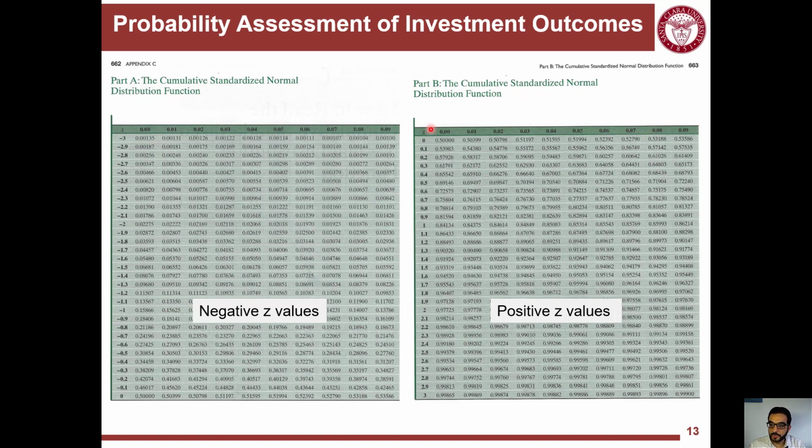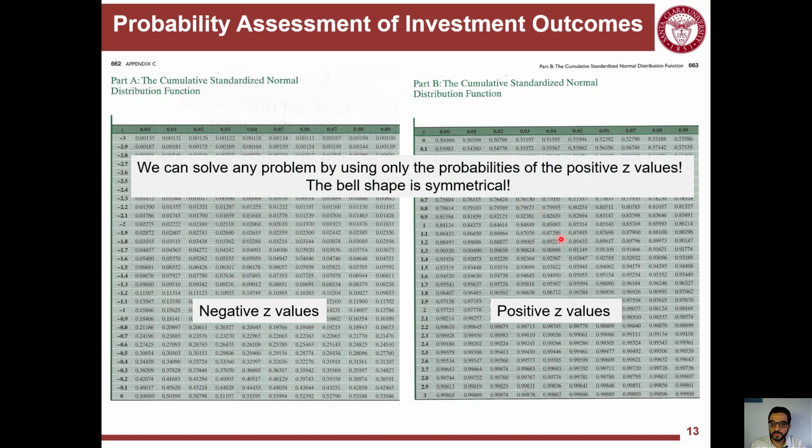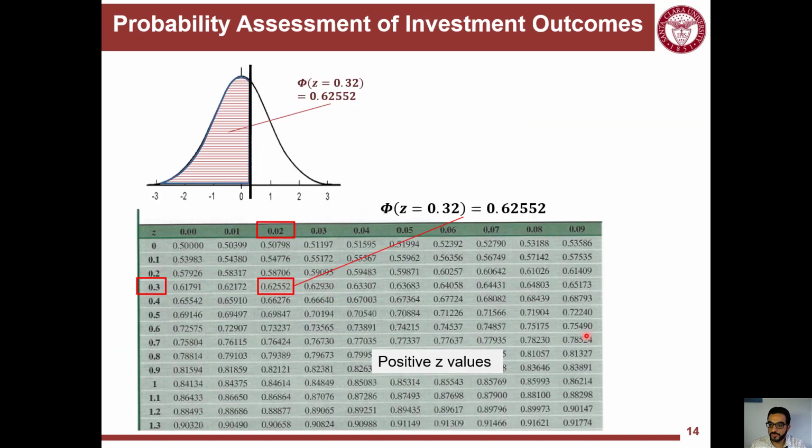Some textbooks will give you only the positive values. This textbook gives you both the negative and the positive values for Z. You can see here it extends from negative 3 standard deviations to positive 3 standard deviations, where you are already within almost 100% of your cumulative probability coverage. What we'll learn is we can solve any problem by using only the probabilities of the positive Z, because the bell shape here is symmetrical. So we'll see that very soon.